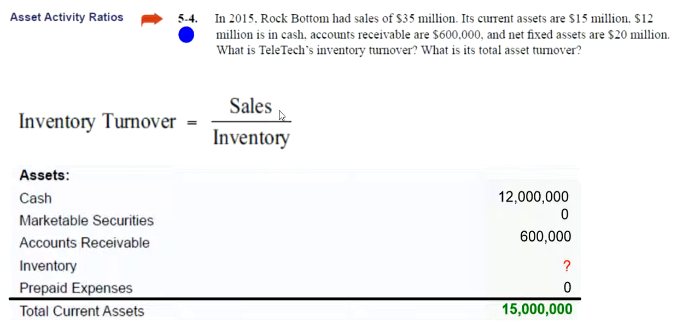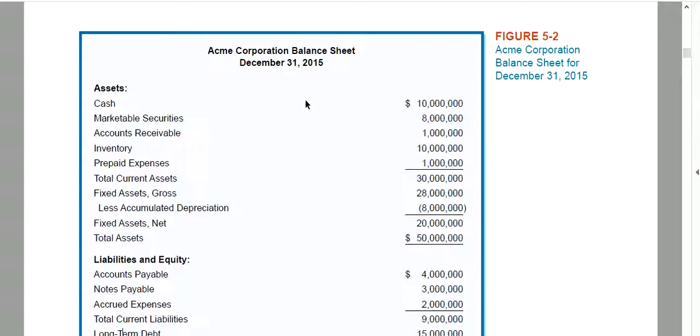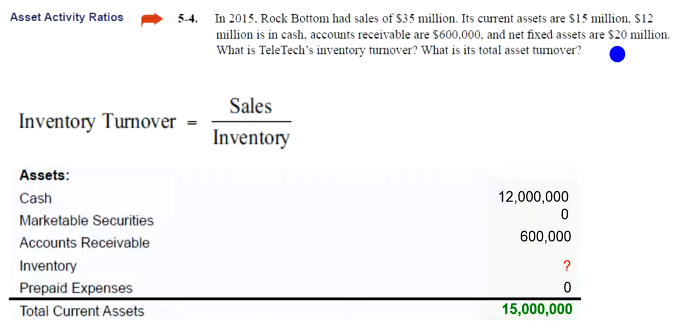Now, the challenge with this problem is that the scenario doesn't actually give you a dollar amount for your inventory. If you go in your book and look at a typical balance sheet, you can see that inventory is part of what you need to add up to arrive at your total current assets. So I cut this out and put it over here and put in the numbers that we have for our problem.